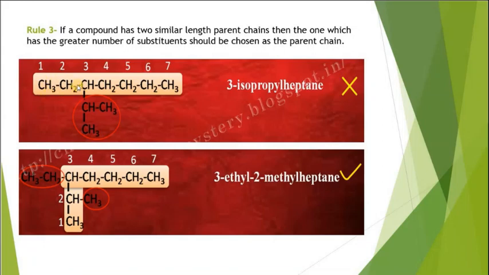This group will now not be considered in the parent chain, but it will be considered as a substituent over here. So the name of this compound would now be 3-ethyl. At position number 3, there is an ethyl group attached, and then there is 2-methyl. At position number 2, there is a methyl group attached, and the parent compound is heptane.